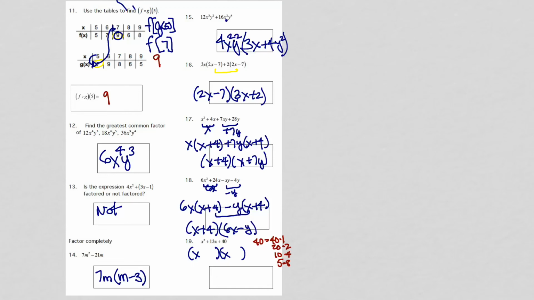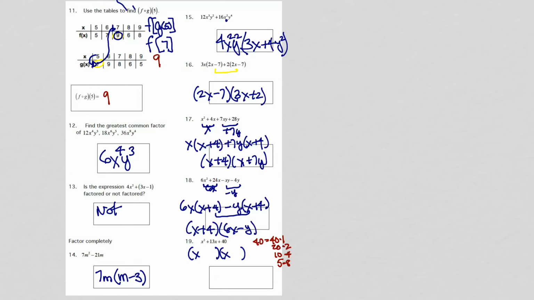And then what I want to do here is look for what combination of these pairs can I get a 13 out of. So if I add or subtract 40 and 1, I can't get a 13 out of that. 20 and 2, that's not going to work. If I add, I get 22. If I subtract, I get 18. 10 and 4, 14 or 6 if I subtract. But 5 and 8, if I add those together, I get the 13. I think that's the pair we want.